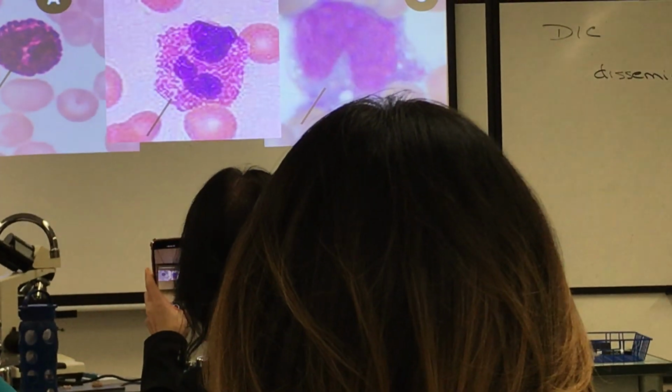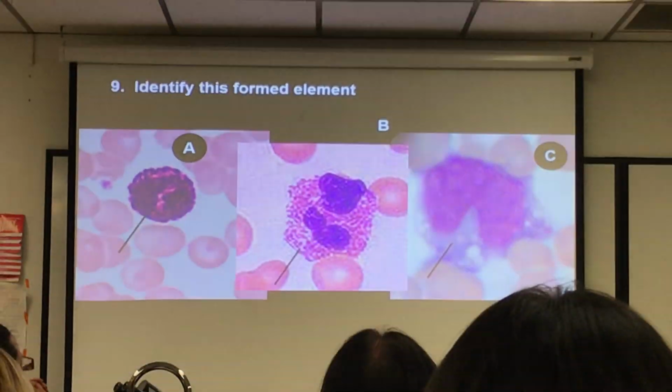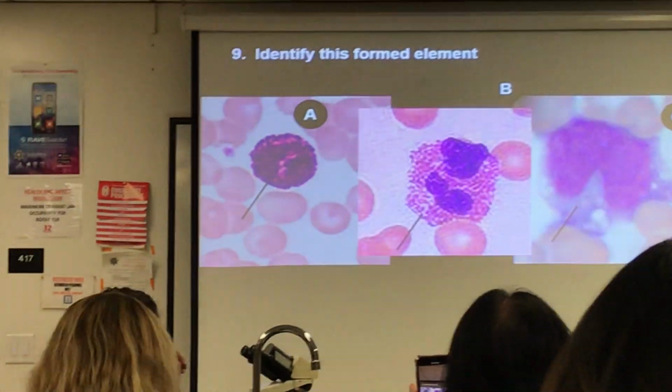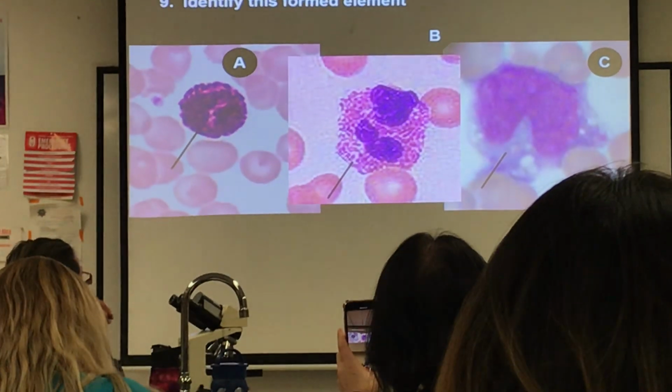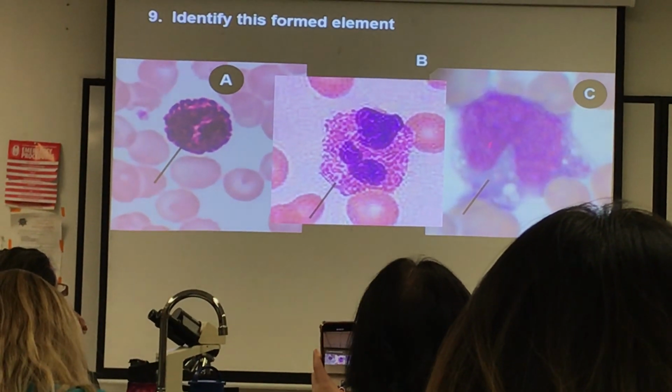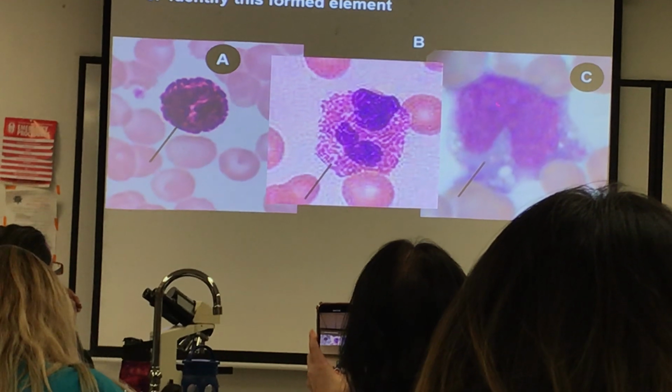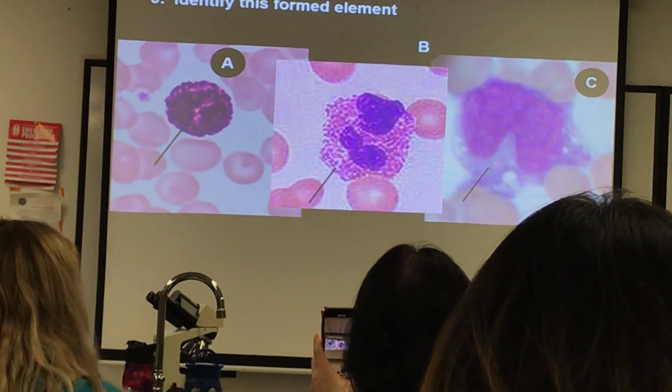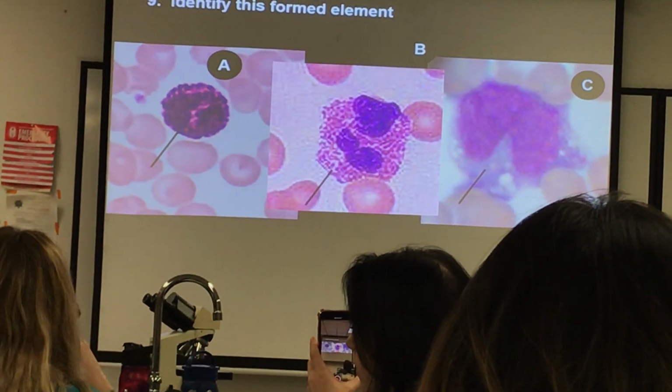So eosinophils are pink to orange in staining. Their granules are not as large and coarse as basophils, but you can still see the nucleus. And this one? A monocyte. Okay, this is a bit more typical of the monocyte with the kidney-shaped nucleus and the mottling that occurs in either the cytoplasm or the nucleus or both.